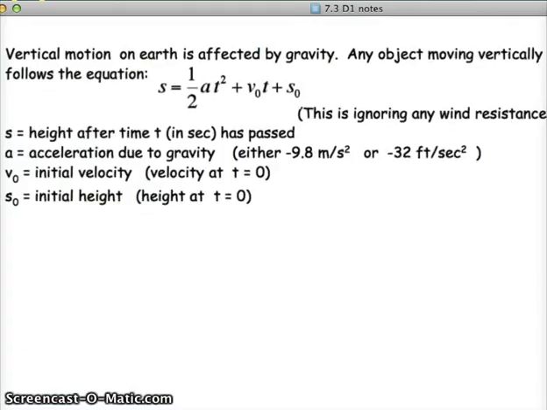Next thing I want to show you is this formula. If you ever have any problems dealing with vertical motion due to gravity, like you're throwing a ball up in the air and it's going to come back down because of gravity, this would be the formula you would use. s sub 0 is the initial height. So if they tell you that someone is throwing a ball and that ball starts getting thrown at a height of 3 feet, that would be your initial height.